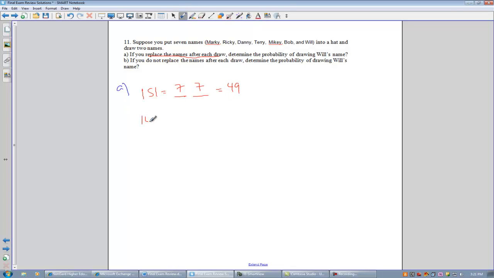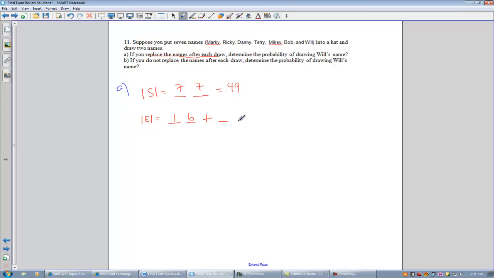Now in your event space, E, remember the event is that you actually draw Will's name. So we'll break this up into cases. The first case is that we draw Will's name in the first spot. In the second spot, we'll say we have just 6 choices instead of 7, because in this case we don't draw Will's name. So we have Will and Marky, Will and Ricky, Will and Danny, Will and Terry, Will and Mikey, Will and Bob. We're not going to count Will and Will here. So we have basically 6 names that we can choose from.